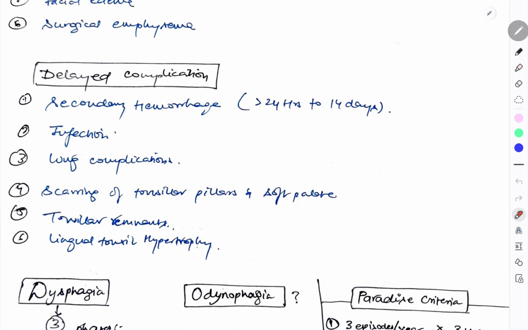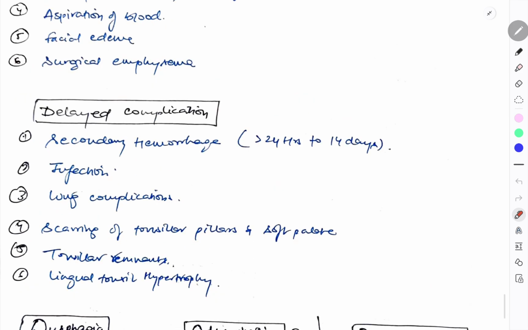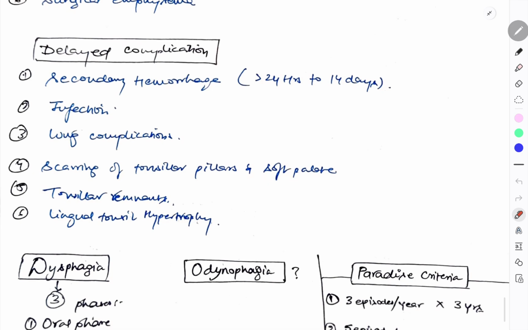Coming to delayed complications, we have secondary hemorrhage, that is after 24 hours to 14 days. Then infections, lung complications, scarring of tonsillar pillars and soft palate, tonsillar remnants, and lingual tonsil hypertrophy in response to tonsillectomy. So these are the immediate and delayed complications of tonsillectomy.